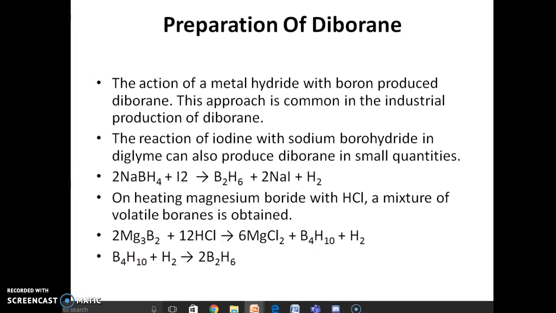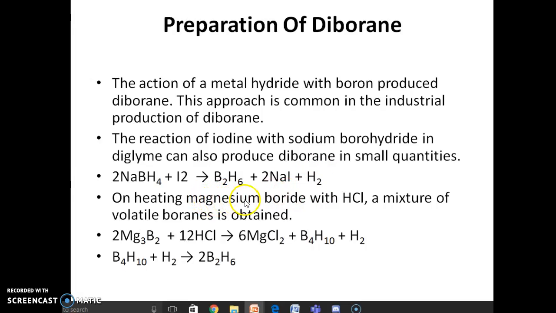If you take the preparation, one of the important preparations involves the reaction of iodine with sodium borohydride in diglyme, which produces diborane in small quantities. That is, 2NaBH4 plus I2 giving B2H6 plus 2NaI. This is diborane and this is sodium iodide, and a large amount of hydrogen is released.